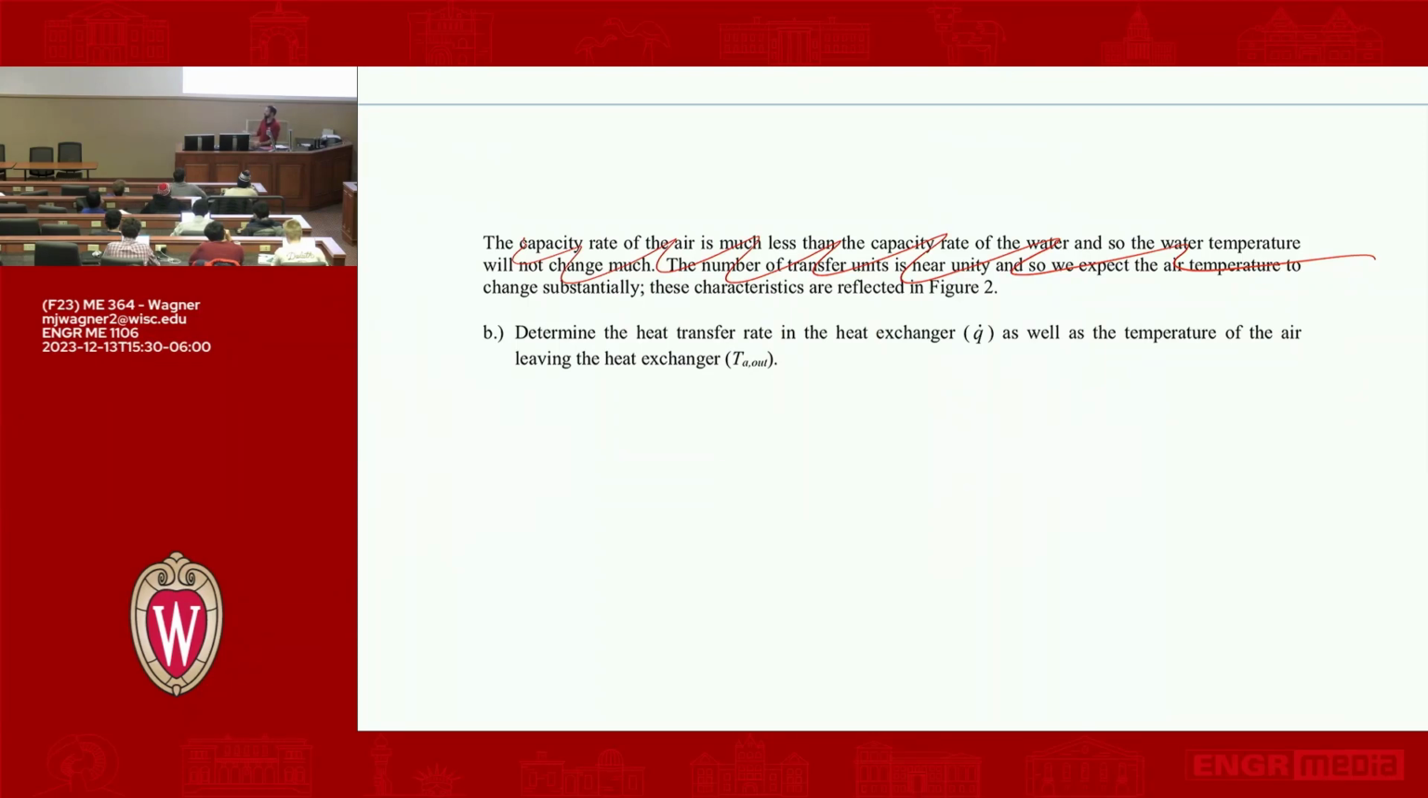So once we realize that we have to use effectiveness, the first step is what do I have, and how do I get to effectiveness? I'm given UA, conductance. I'm also given the capacitance rates, C dot H and C dot C. From that, I could also compute the capacitance ratio. My first step is going to be NTU. I'm going to use my relationship for NTU: NTU is equal to UA over C dot min.